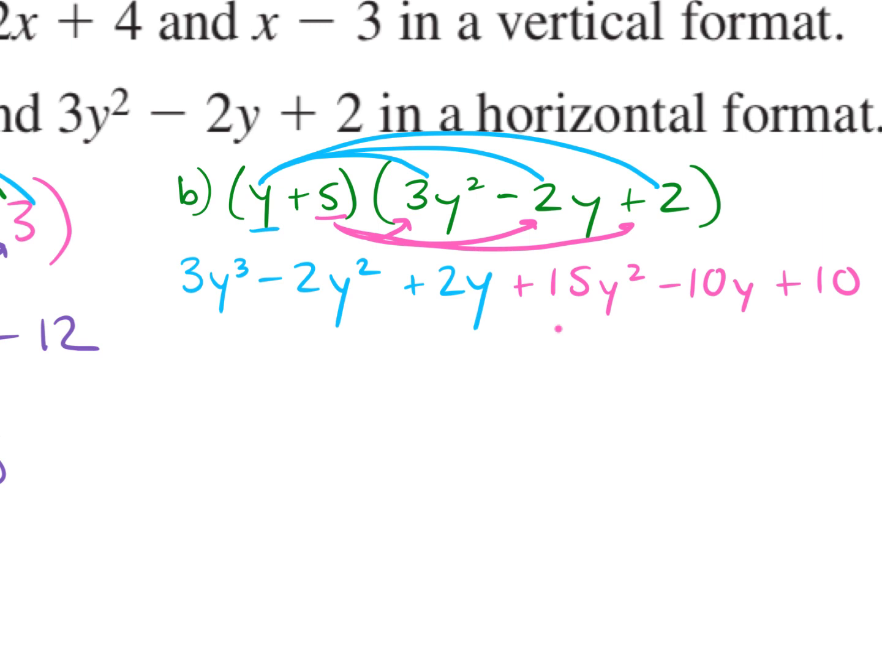Now we combine like terms. So we start with 3y cubed. What would come next? It's the minus 2y and the plus 15y. So what's negative 2y plus 15y? 13y squared. Minus 8y. Awesome. 2y minus 10y would be minus 8y. And then plus 10.